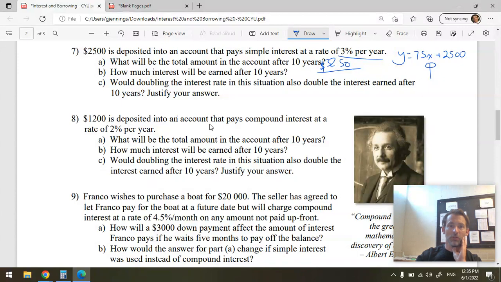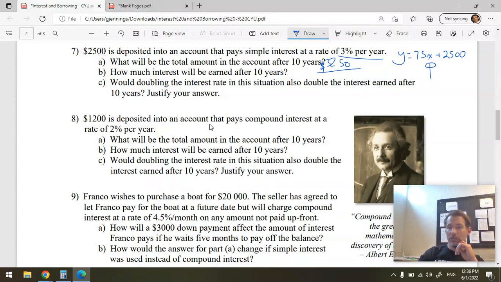All right, how much interest will be earned after 10 years? We already found that out. It was 75 times 10, 750. Would doubling the interest rate in this situation also double the interest earned after 10 years? Well, yes. If we had 6% interest, we'd be earning $150 per period.